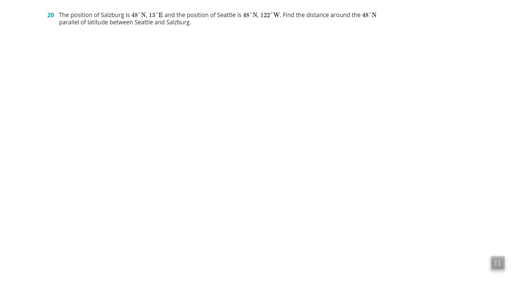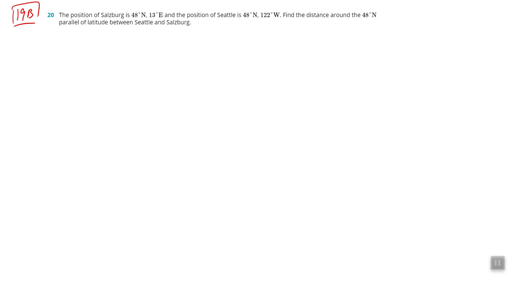This is for Year 12 Further Maths. We're going to look at question 20 from exercise 19b. Okay, so this is to do with the Earth's geometry. We're going to look at parallels of latitude and finding the arc length of the shortest distance within a small circle of a globe.